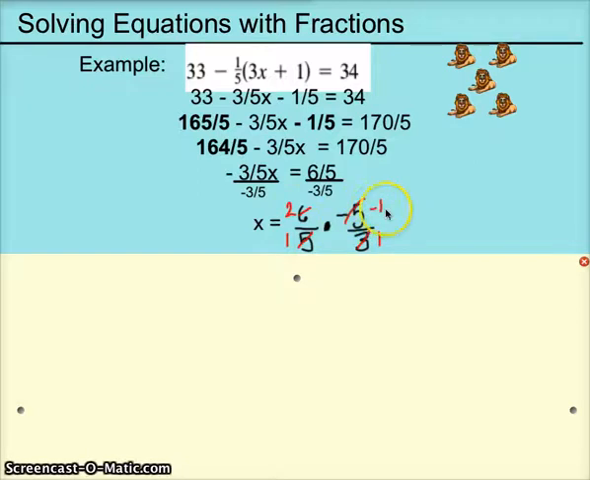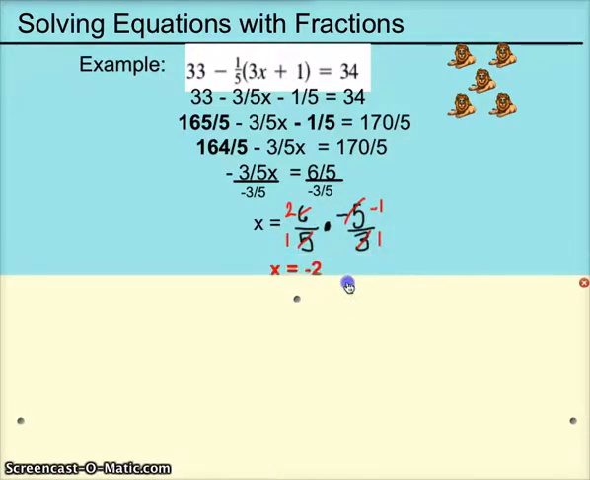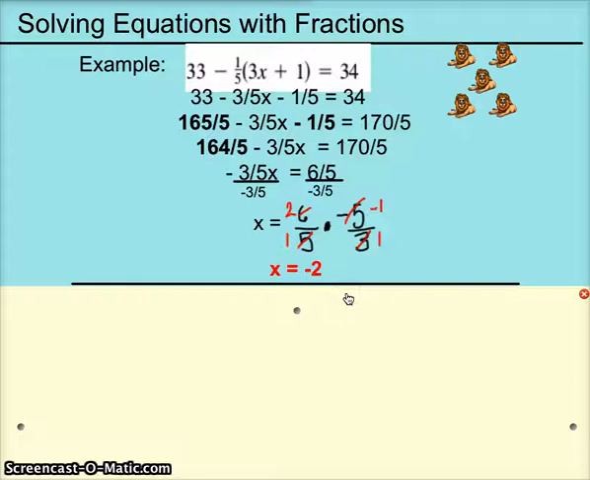And now I can just multiply my fractions straight across. 2 times negative 1 is negative 2. 1 times 1 is 1. And negative 2 over 1 simply just gives me negative 2. Let's try another one, just in case.